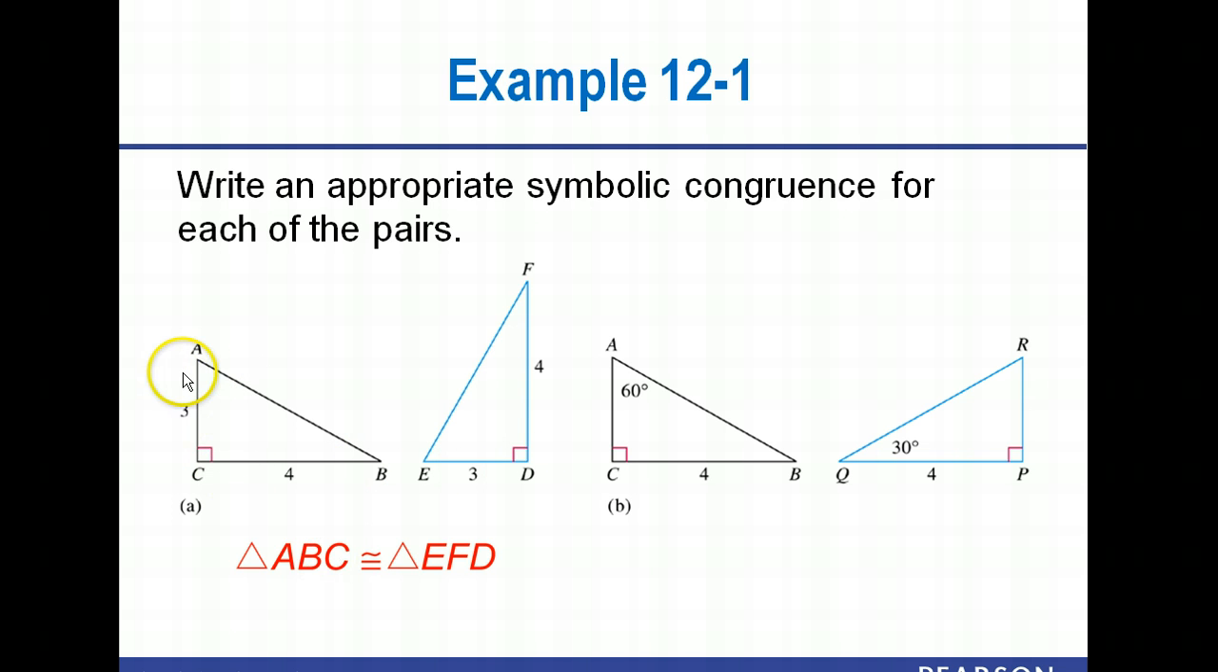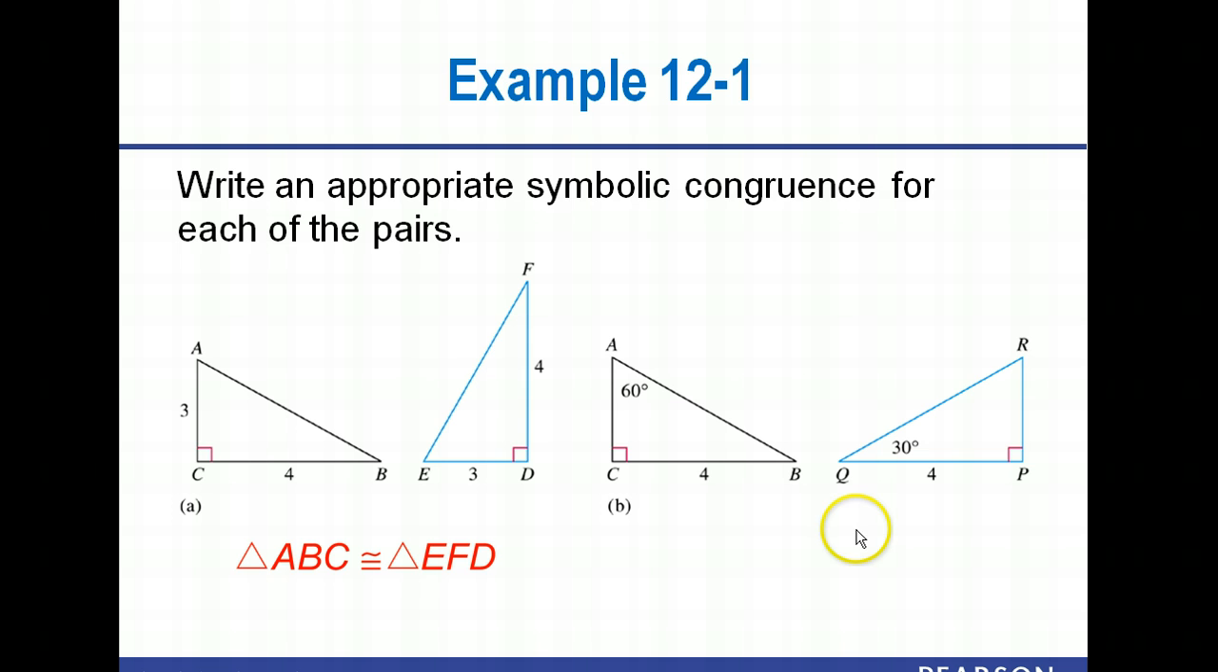How do they say it? They say ABC is congruent to EFD, right? You have to orient it in the same way. A is congruent to E, B is congruent to F, and C is congruent to D, right? So you have to have it in the correct orientation.